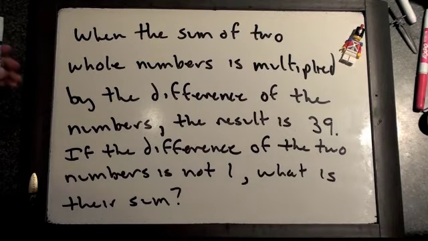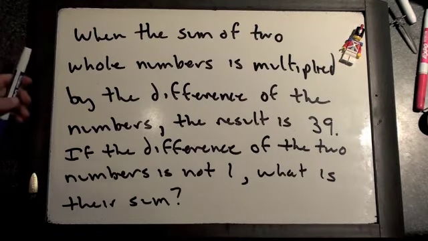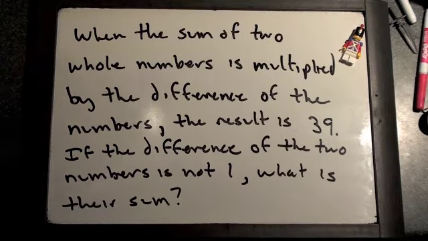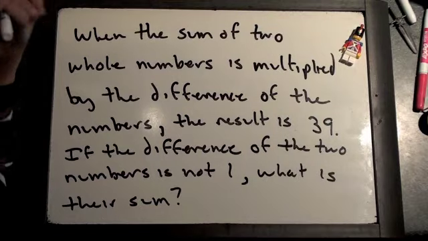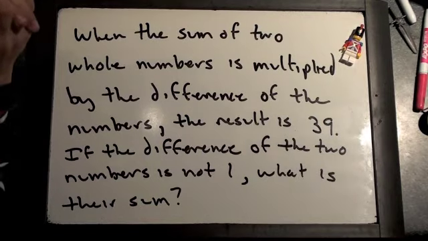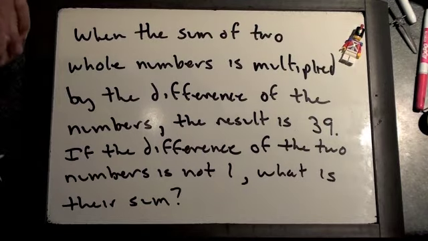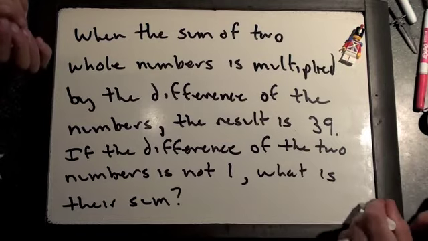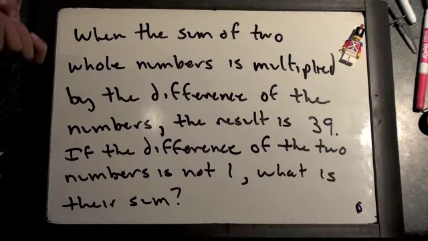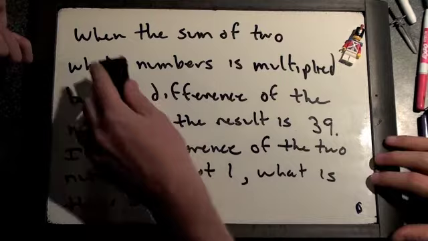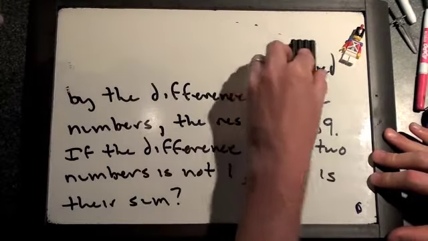If the difference of the 2 numbers is not 1, what is their sum? Okay, so we have 2 numbers and we don't know what they are. Let's call them x and y. Let's see if we can find a marker that actually works here. Oh, there's one that works. Okay, good.